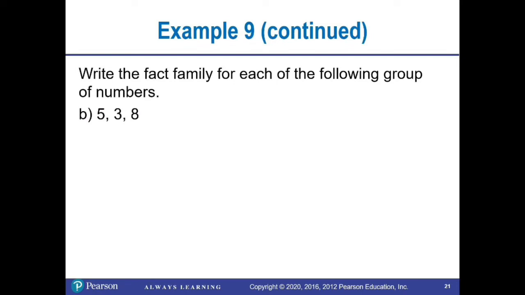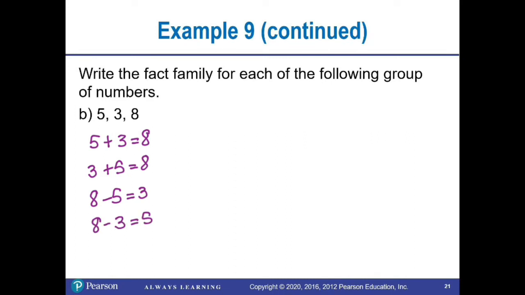Our fact family for 5, 3, and 8 would look like this. 5 plus 3 equals 8. 3 plus 5 equals 8. 8 minus 5 equals 3. 8 minus 3 equals 5.